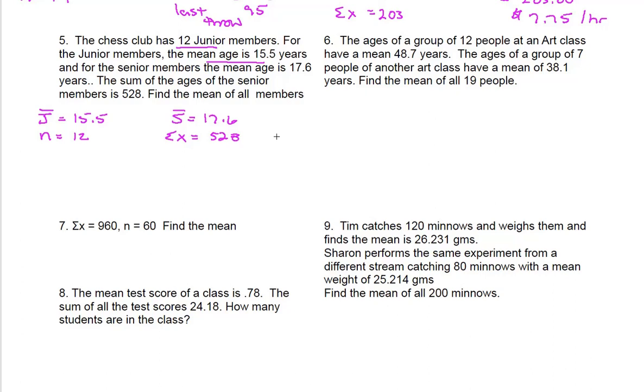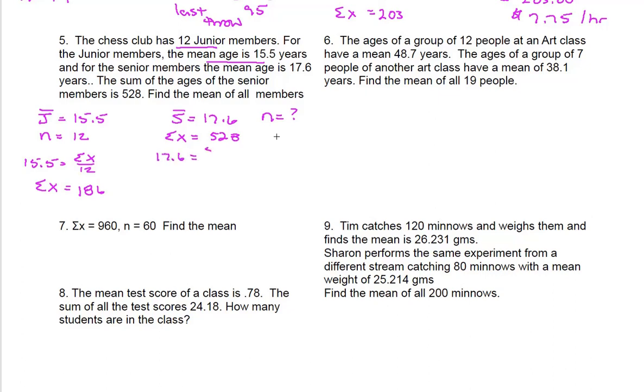Okay, so what we're going to do now is pretty much the same thing we did. We're going to take our mean of 15.5, and it's going to equal the sum of the x's over 12. When I multiply 12 times 15.5, that's going to give me 186. That's the sum of those x's.